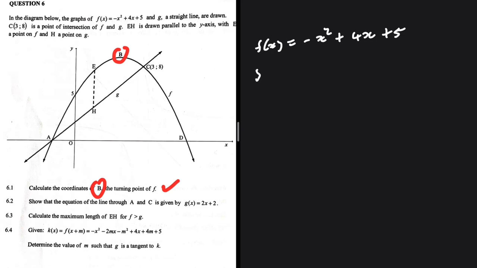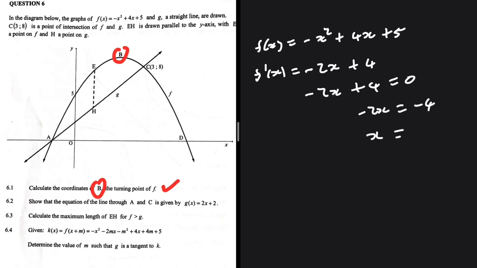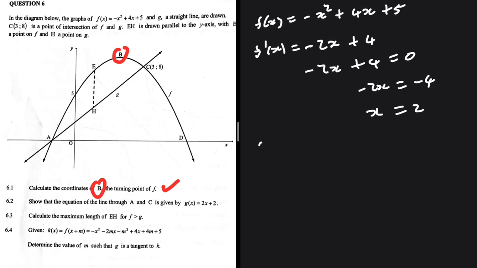So we can find f prime of x, which is going to be equal to minus 2x plus 4. And then we equate this to 0. So it should be easy to see that minus 2x is equal to minus 4, x is equal to 2. That is the x value of B. Now let's go ahead and find the y value of B. So we substitute 2 into f of x, not f prime of x, but actually f of x.